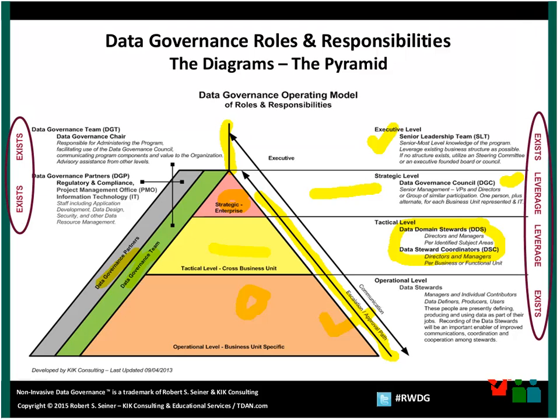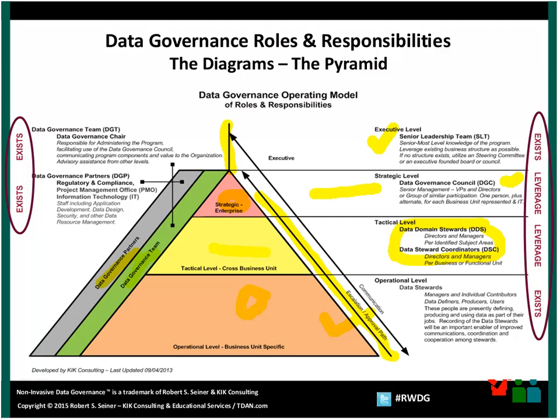The data governance partners, the regulatory and compliance, project management, information technology, a lot of those already exist. So what we can do is add that to the diagram so that people understand that the data governance team, the data governance partners are not necessarily new roles for the organization. Now, if you look on the right side of the diagram, typically most organizations have a senior leadership team or a steering committee or a level of people at the executive level, so that already exists. And those operational data stewards, the people that day-to-day are defining and producing and using data, they already exist.